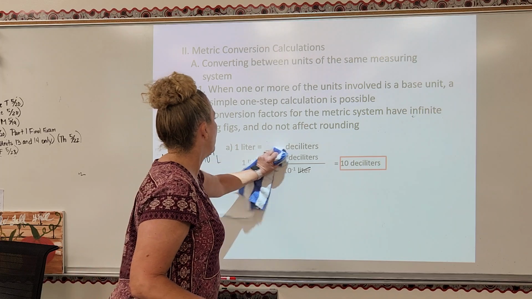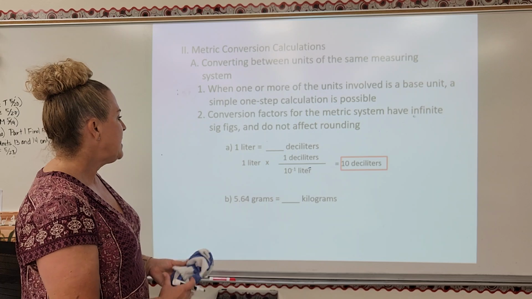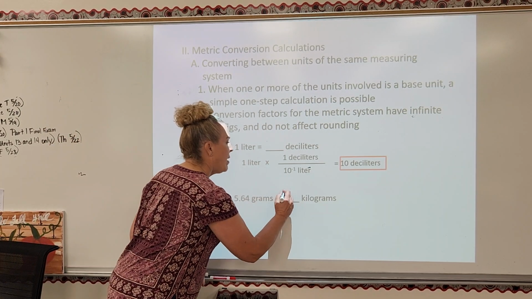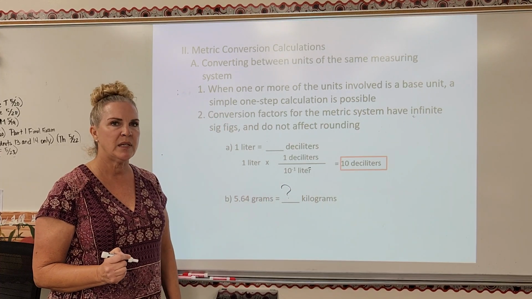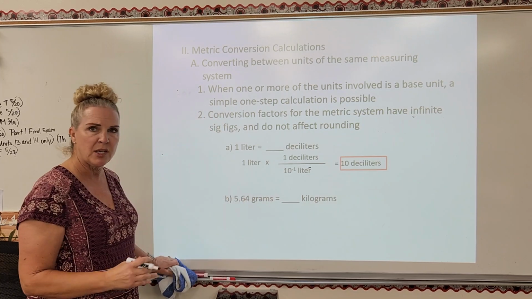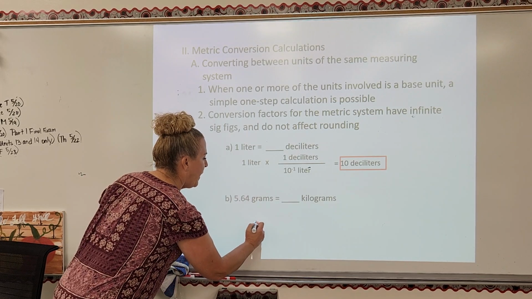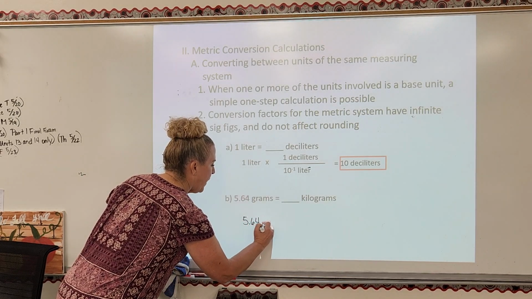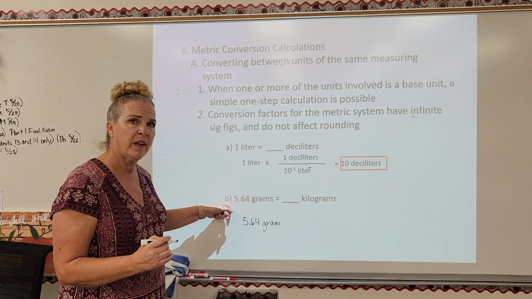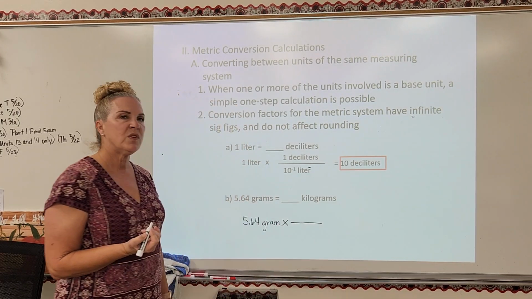All right, let's try another one. In the next question, we have been given 5.64 grams. In my mind, how many kilograms is that? In order for us to answer this problem, there has to be a relationship between grams and kilograms. So we're going to start by writing down 5.64 grams. That is our starting point because that is what was given, all right? We're going to hit times, and we're going to put a division bar.